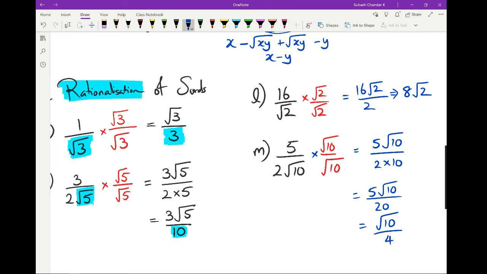If you can simplify the fraction, do it. If you can't simplify it, then you can leave it as it is. But in most cases, you always have to keep double checking whether you can simplify anything further.